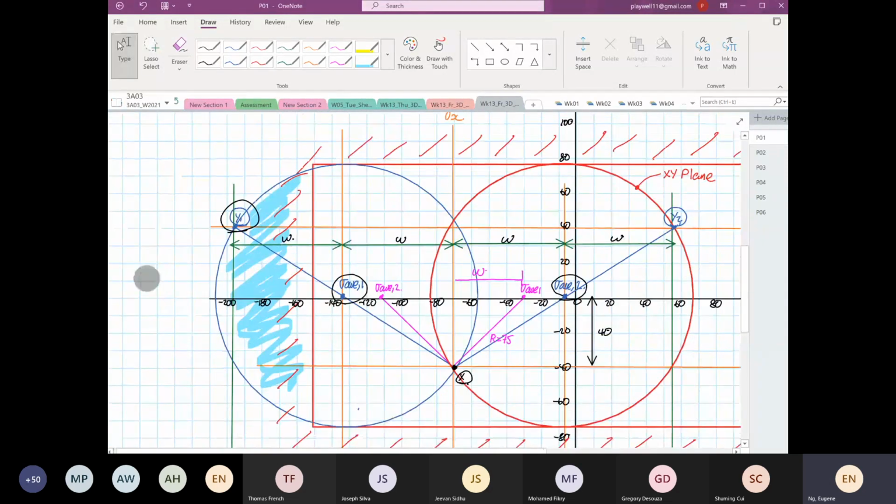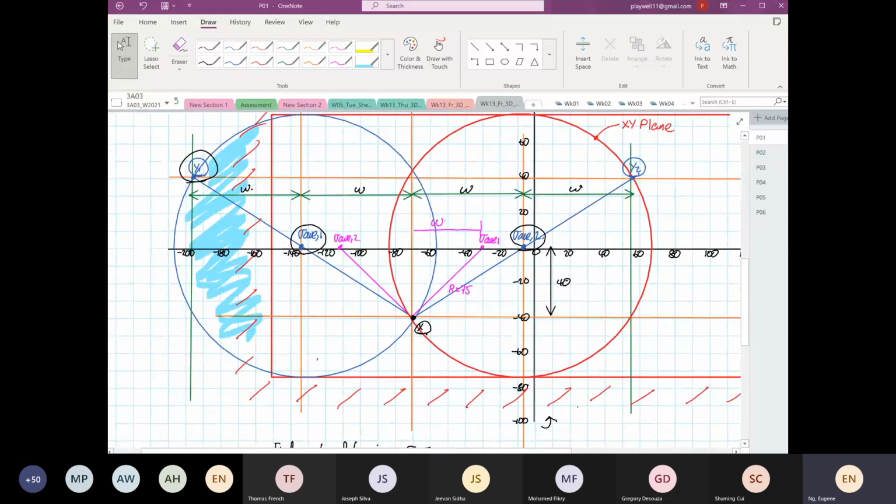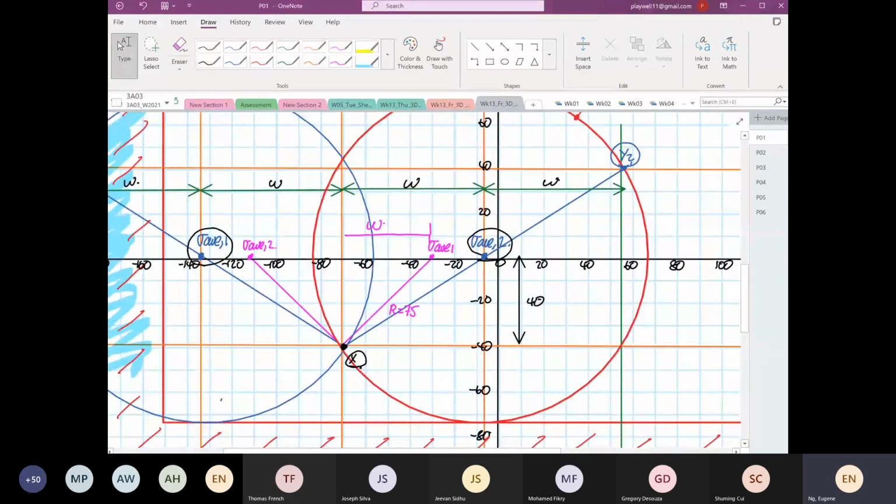Now, draw the 3D Mohr's circle. I'm going to construct the three circles. We know that at point Z, all stresses are equal to 0. This is where my point Z is. So I'm going to draw the other two circles now, and sketch them out.